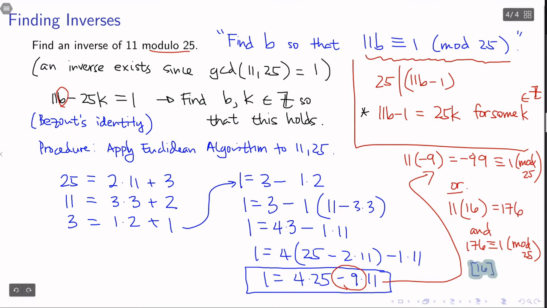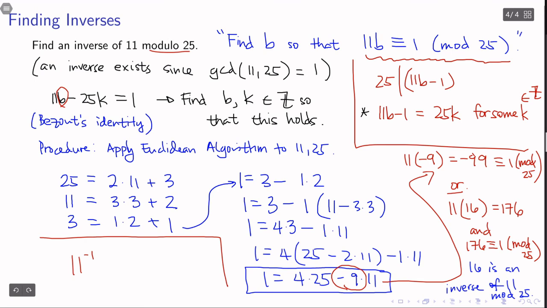So we can say that as the following. 16 is an inverse of 11 mod 25. Now, in terms of notation, I can also just say 11 inverse is 16. But yeah, that doesn't look as nice, right? So we can also just say this on the right.